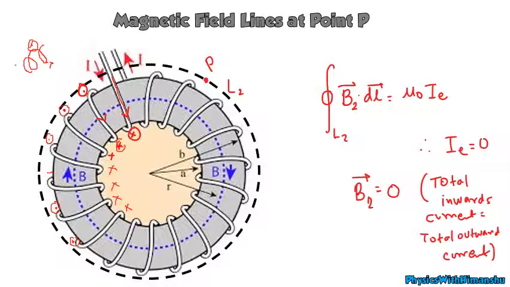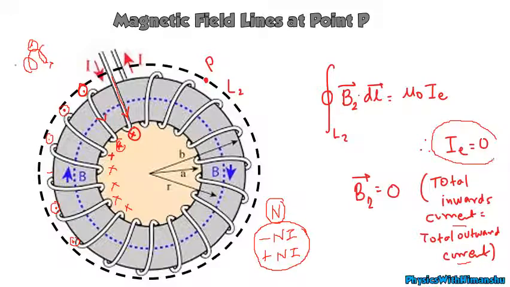So suppose the number of turns is N. So the total current that is going inwards will be minus NI. Similarly, the current is coming out also with the same number of turns, so the total current that is coming outward will be plus NI. So again I enclosed will be equal to 0 because the total current inwards is equal to the total current outwards. So I enclosed is equal to 0, so the magnetic field B2 will also be equal to 0.